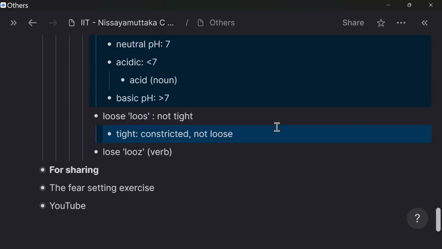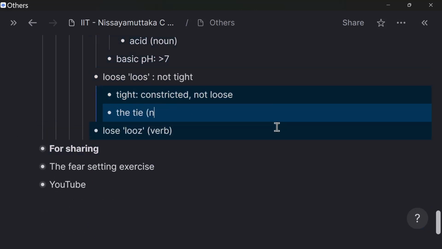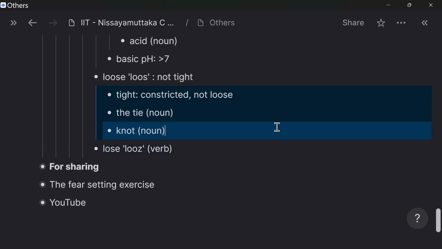You know the tie? The tie, the object, is the noun. And then you can make the knot very tight. Another noun is the knot. The knot is like you take a tie and you make a knot. So you put it around your neck and you make a knot. This knot can be very tight or very loose.